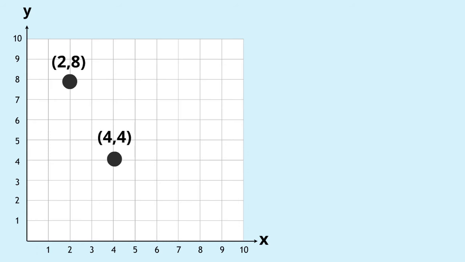So here's what you should have got. The first point is (2, 8). That's 2 on the x and 8 on the y. The second point is (4, 4). 4 on the x and 4 on the y.